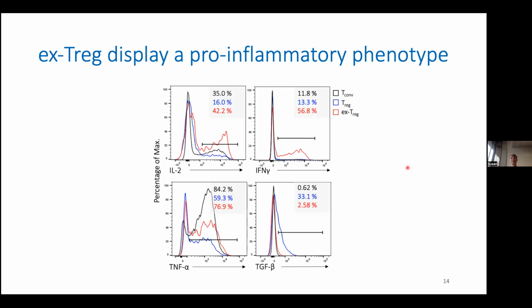And these X-Treg, as you would expect, display a very pro-inflammatory phenotype. The X-Treg here are in red, the Treg in blue. So you can appreciate that they express high levels of IL-2. More than 50% of them actually express interferon gamma. A lot of them will also express TNF-alpha, and they have lost TGF-beta. So these are now pro-inflammatory cells.